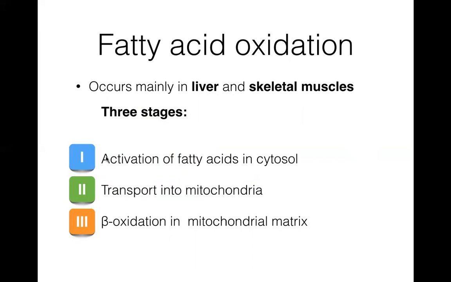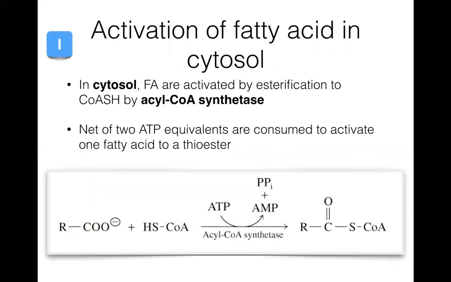Number 1, the activation of fatty acid in the cytosol of the liver as well as the skeletal muscle. Number 2, its transport into the mitochondria. And number 3, the beta oxidation that actually takes place in the mitochondrial matrix. Let's start first with the activation of fatty acid. The active form of fatty acid is called the fatty acyl-CoA. This activation occurs in the cytosol, wherein the fatty acids are esterified to CoASH as catalyzed by the enzyme acyl-CoA synthetase, as illustrated in this particular biochemical reaction. The process requires the expenditure of 2 ATP, since ATP is hydrolyzed to AMP and to inorganic phosphate.